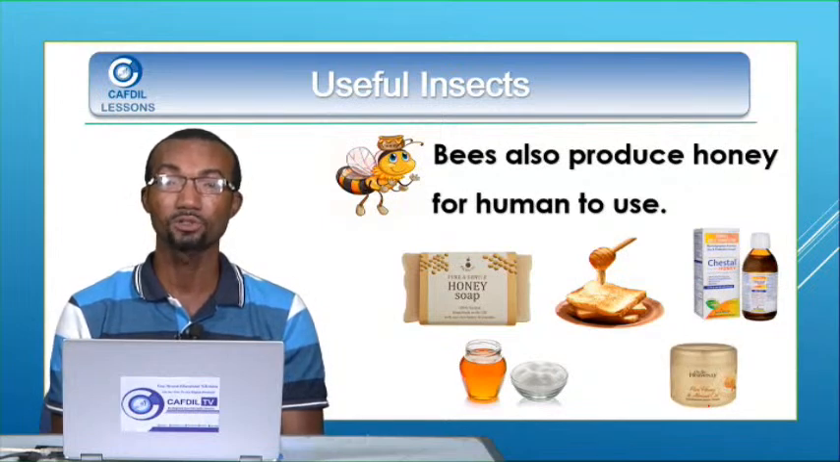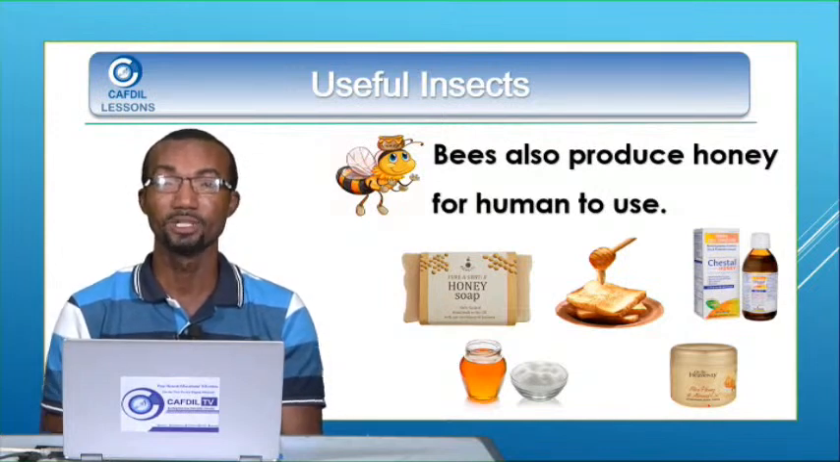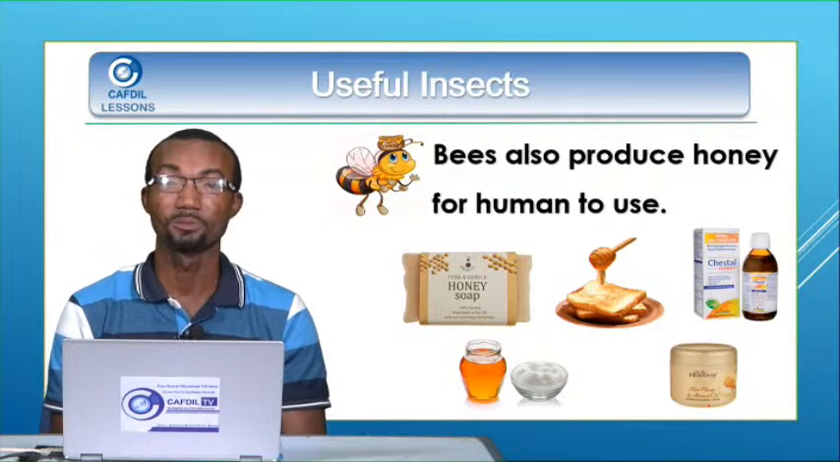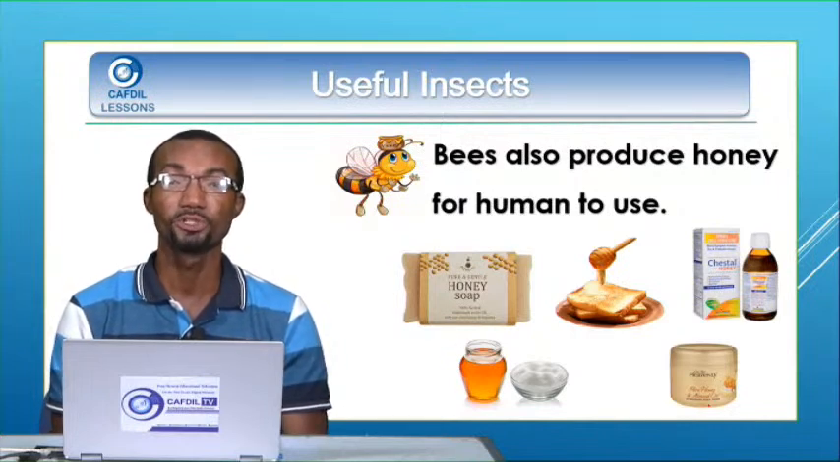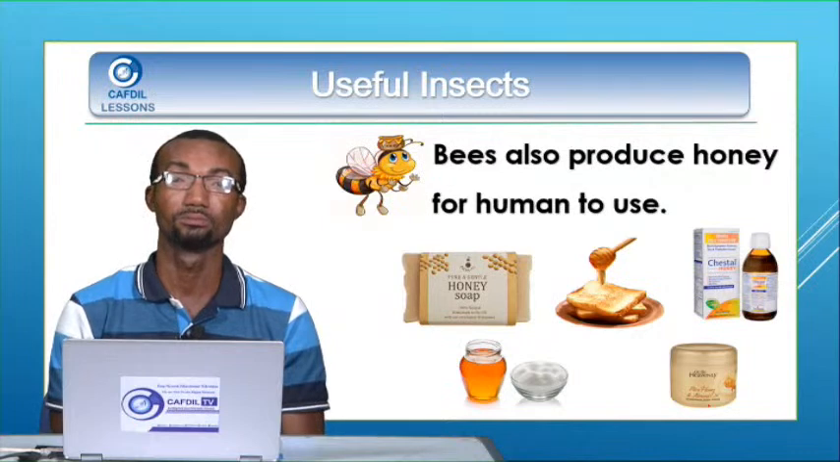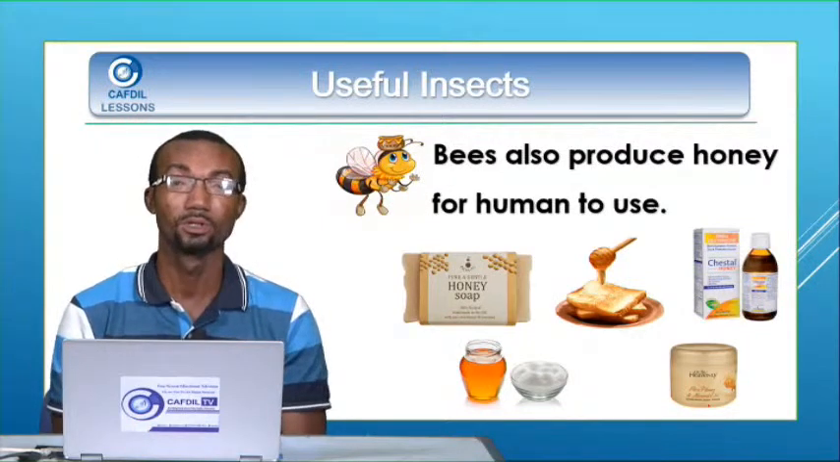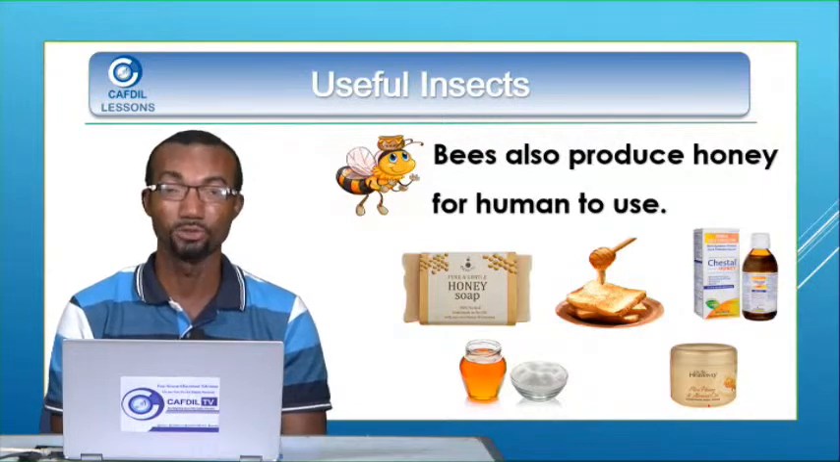And then we can also use honey to make cream or body pomade. After bathing, I believe you apply some cream to your body, and honey can be used to manufacture body creams. So the bee also produces honey for human use. You can see that the bee is very useful. They are responsible for pollinating flowers, and they also produce honey for us to use.